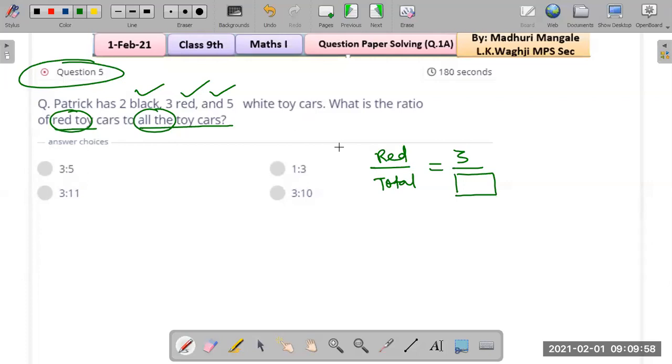What is the ratio of red to total number of cars? Red is 3, and you have to find the total number of cars. That will give you the ratio. And remember, numerator first, denominator next. That should be the order.